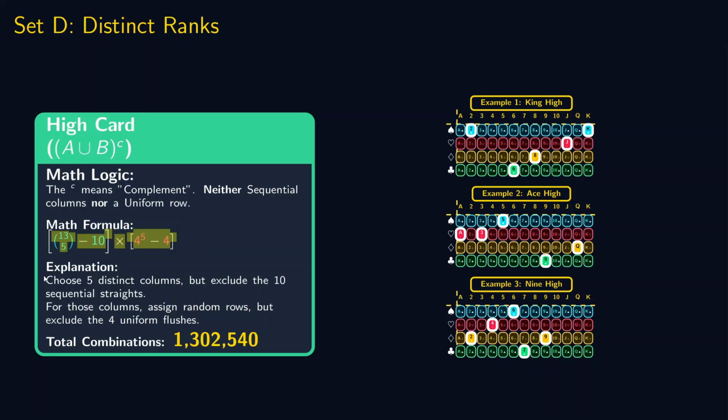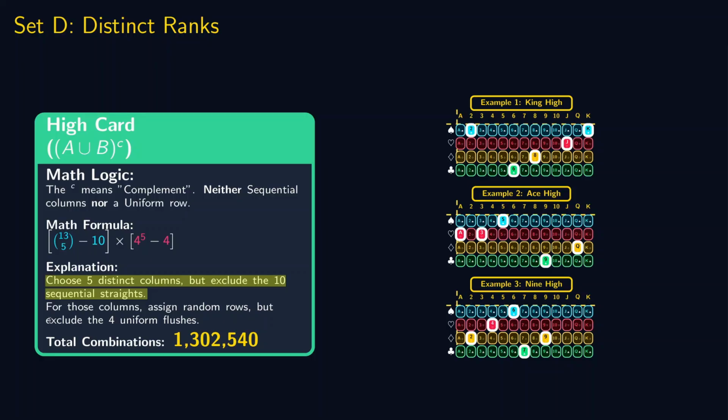13 choose 5 counts every possible way to choose 5 distinct columns from 13. 13 choose 5 equals 1,287. This includes every combination, sequential and non-sequential alike. We subtract 10 to remove the sequential windows. 1,287 minus 10 equals 1,277. This gives us only the non-sequential 5-column combinations, the ones that cannot form any kind of straight.